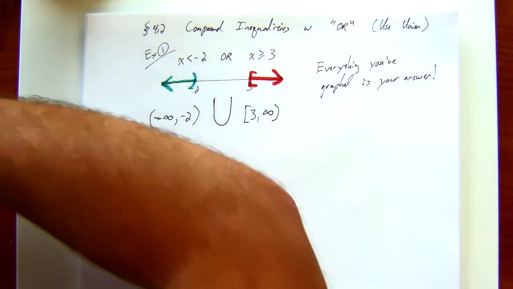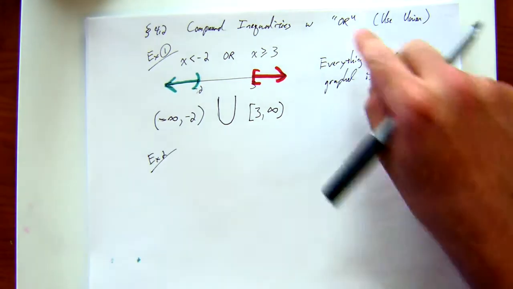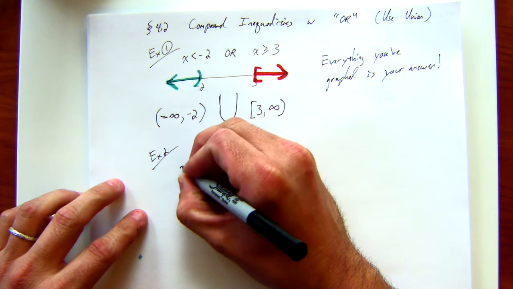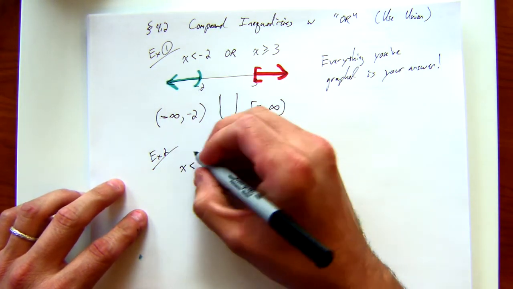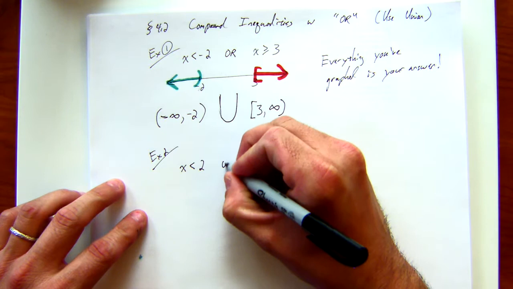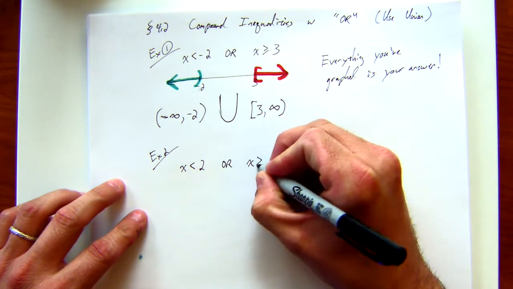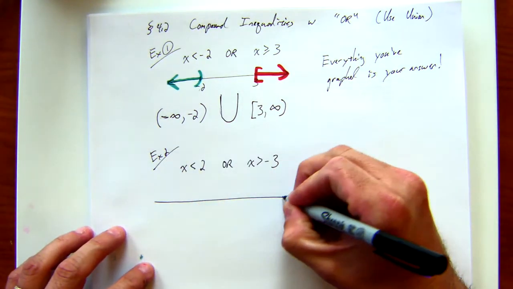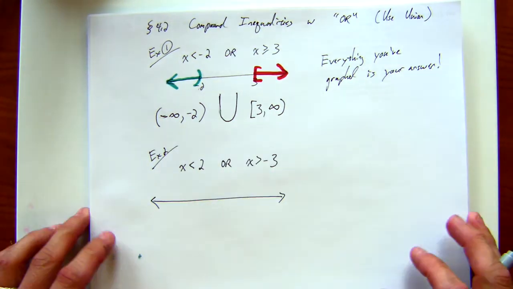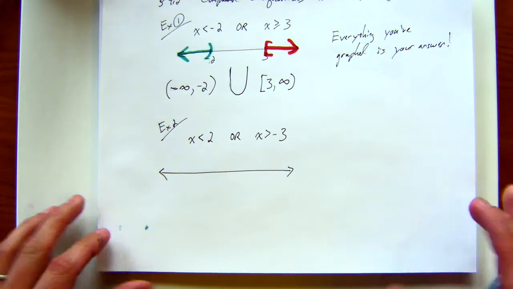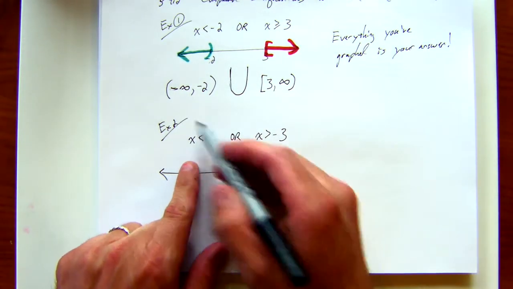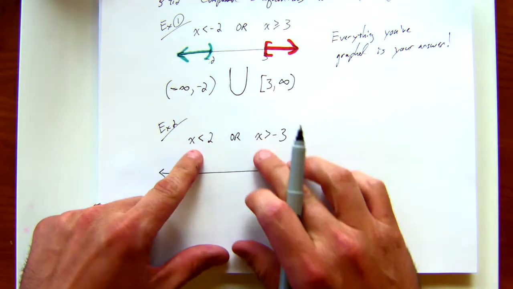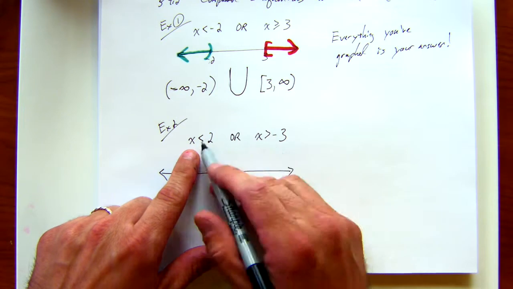There's one more kind of example that I want to do for compound inequalities with "or." Let's do x is less than 2 or x is bigger than -3. Now I'm doing some simple ones just to demonstrate. On your homework problems, these things will be expressions and you'll have to solve for x. But you'll get it boiled down to something like this, right?